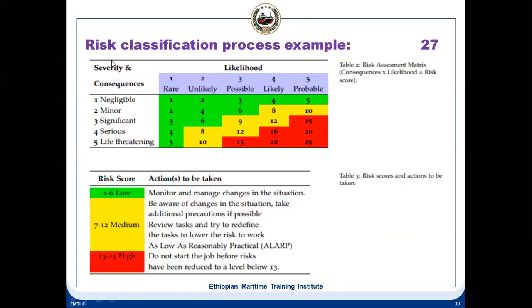For every risk, you have to write down the severity and consequence. You have to make the likelihood conditions, multiply severity and consequence with the likelihood, and you get the risk score. If the risk score is 1 to 6, it is low. But if you are between medium and high, then you have to take the necessary precautions to bring this risk score down to low. Then you can commence the work, otherwise you cannot start the work.